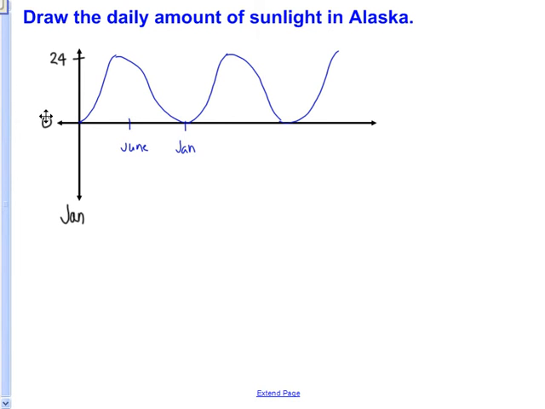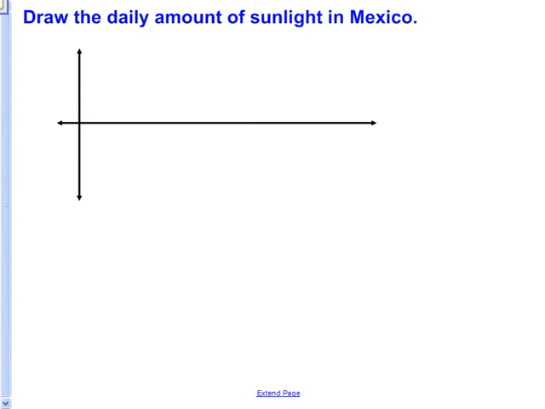All of these are examples of trig graphs. This one looks more like sine, and that one looks more like cosine. And we'll get into that a lot more coming up. How about the daily amount of sunlight in Mexico? Well, that one doesn't have 0 hours of sunlight, and it doesn't have 24. It's just pretty close to 12 all the time. It's not quite on the equator where they have exactly 12, but it's pretty close. So it's going to be a little bit below it, a little above it, a little below, a little above. So it's going to oscillate a little bit, but not a whole lot.